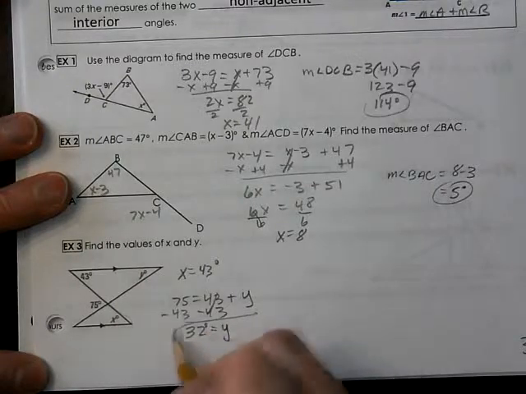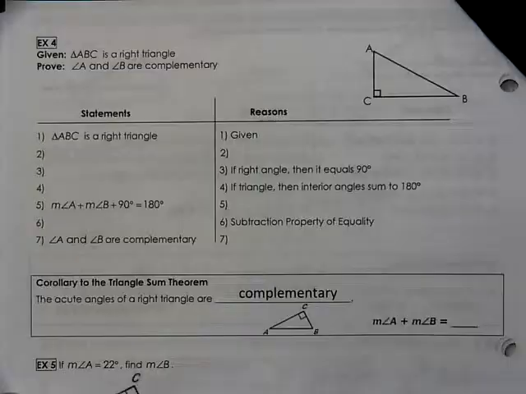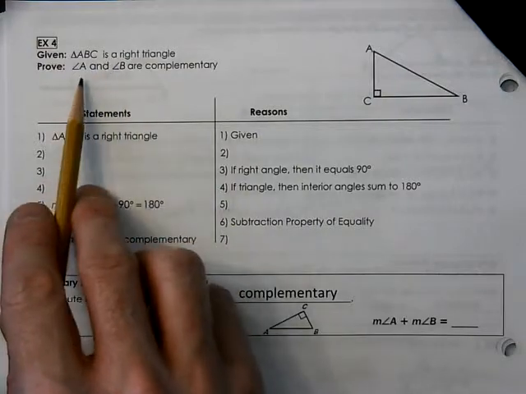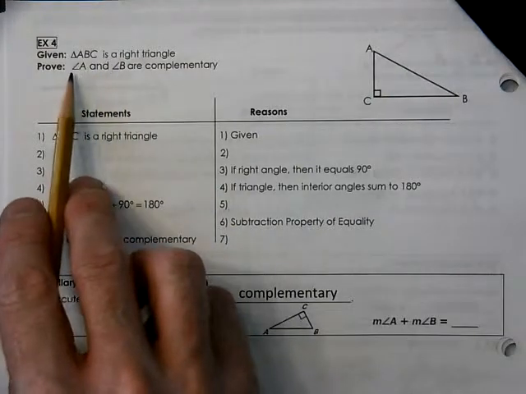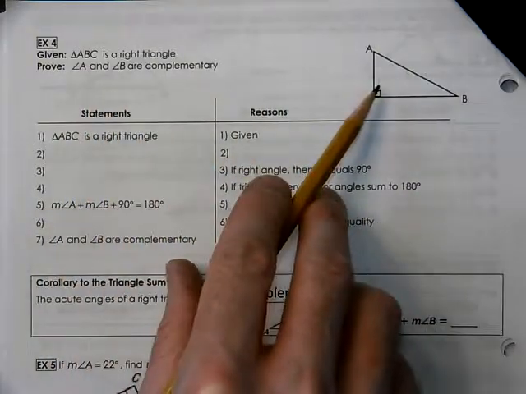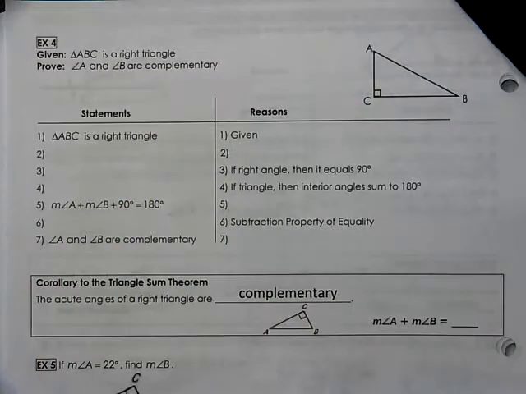So y is going to be 32 degrees. Here, we're going to look at this proof. We're starting with a triangle. We're going to prove that angle A and angle B, those are your two acute angles of this right triangle, have to be complementary.